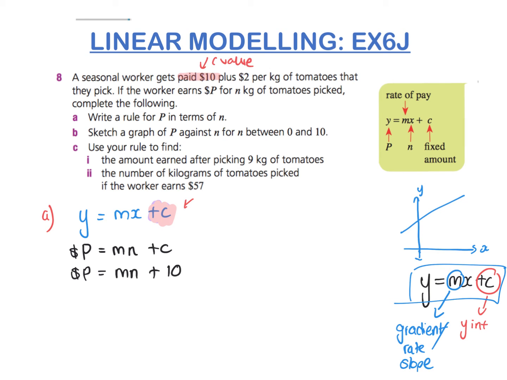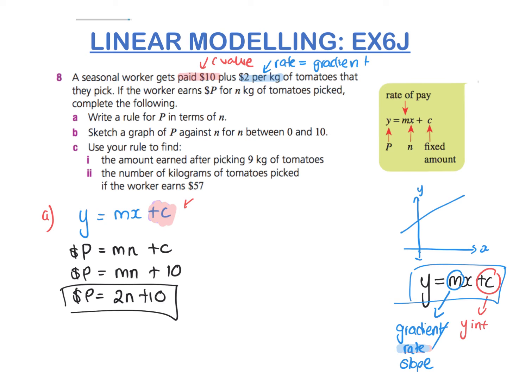Now, if you remember before, I said that the gradient is like a rate, yeah? So can you see here when we say $2 per kilogram? See that word per? That's like a rate, isn't it? For every kilogram, you get $2. So this is like a rate, therefore that's the gradient. So we can now write the final formula: P equals $2 for every kilo of tomatoes, plus he'll always get 10 no matter what. So there we go, there's A. We've worked out the rule.